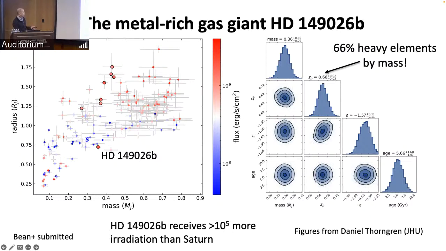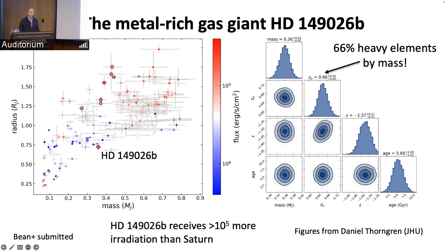HD 149026b is a little bit more massive than Saturn, but it's smaller than Saturn despite receiving more than 100,000 times the irradiation that Saturn does. And so the upshot of this is that we think that HD 149026b is highly enriched in metals in an extreme way. State-of-the-art thermal evolution and structure models for the planet tell us that it has about 66% of its mass in heavy elements, as compared to something like 10 to 20% for Jupiter and Saturn. So it's really quite an oddball planet.